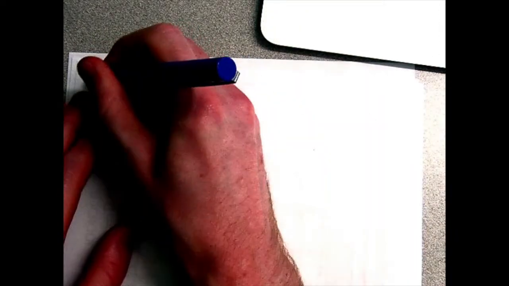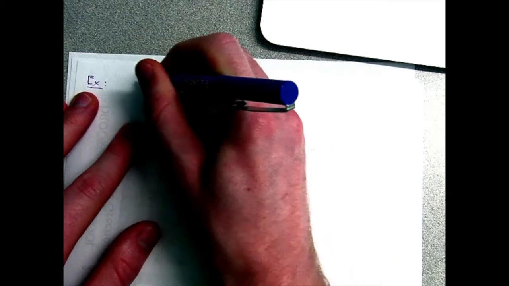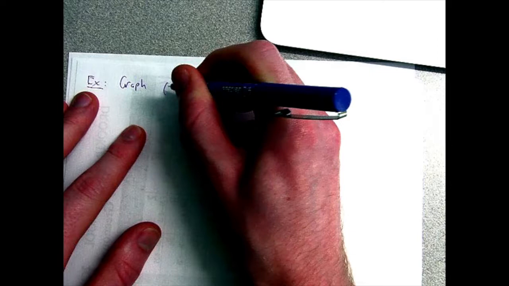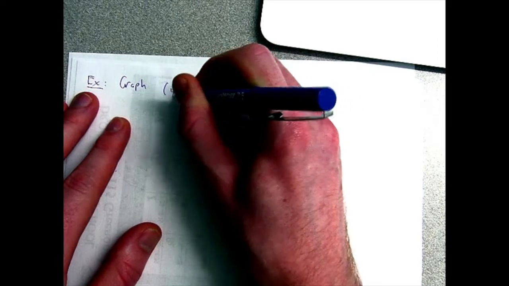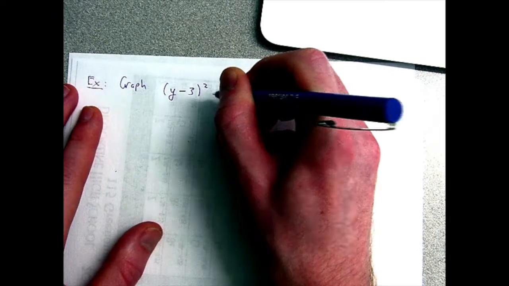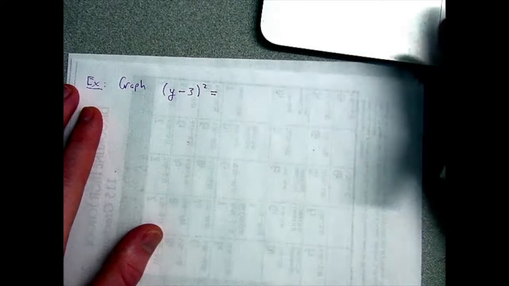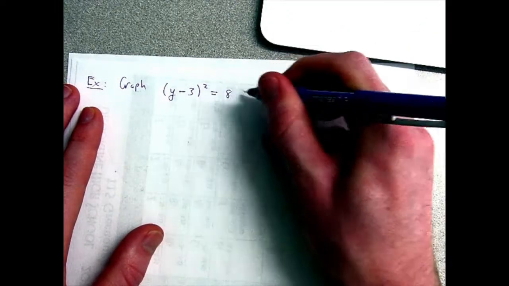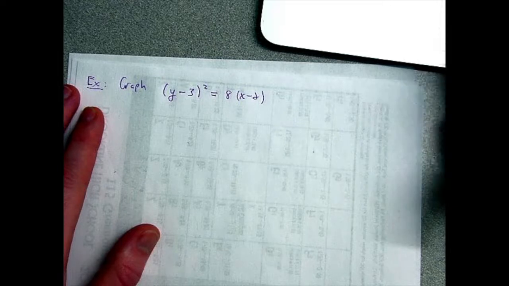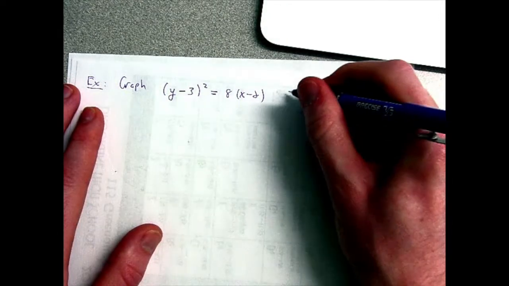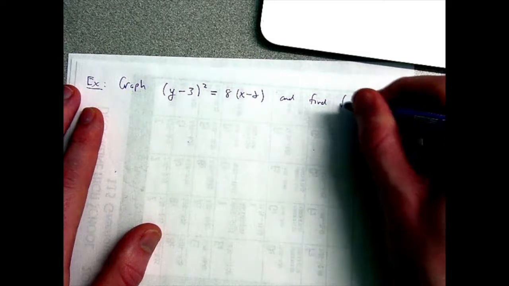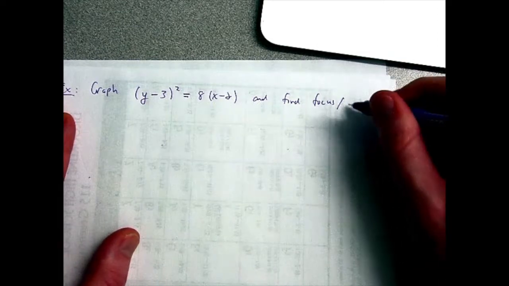Let's do the following. Let's say graph y minus 3 quantity squared is equal to 8 times x minus 2. And I want to graph this thing, and I also want to find the focus and the directrix.